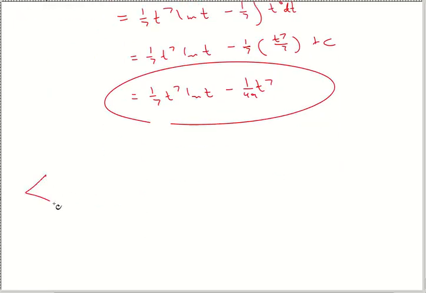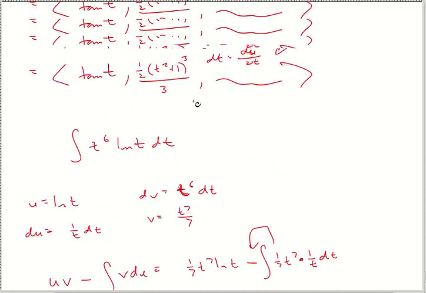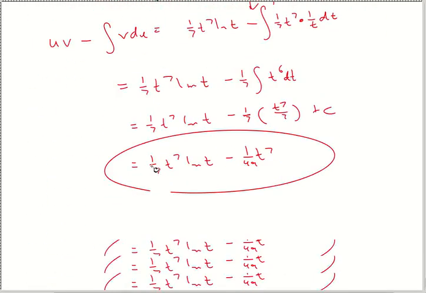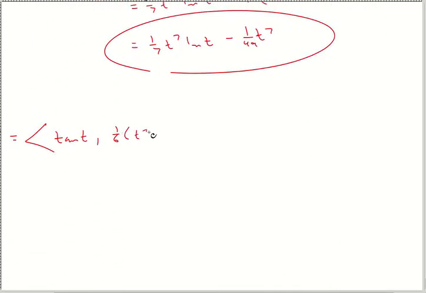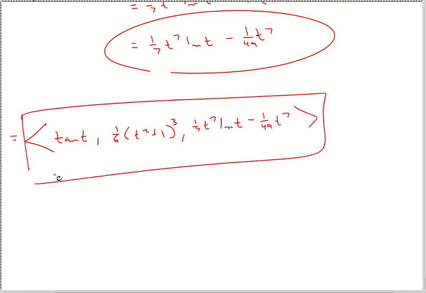What does it look like? It's a vector. Tangent t, 1/6. If you go way back up here, I had 1/2 and a 3 together make a 6th, by the way. Now it's cubed. And then finally, all this stuff. 1/7 t to the 7th ln t minus 1 over 49 t to the 7th. And this all is your answer, and they have a plus C on the outside.